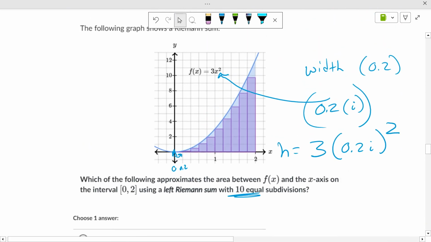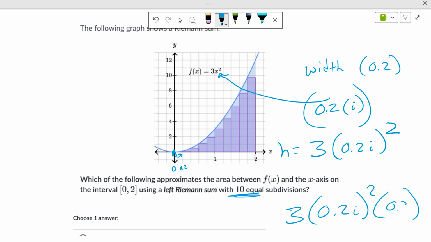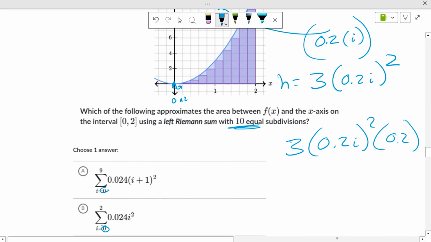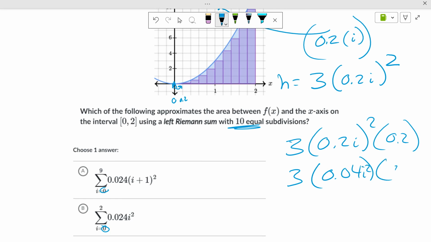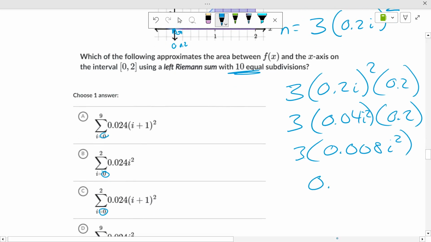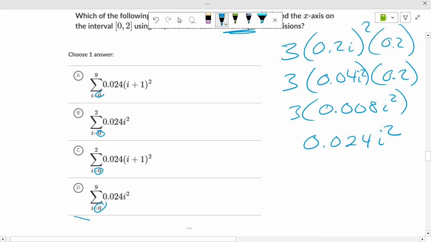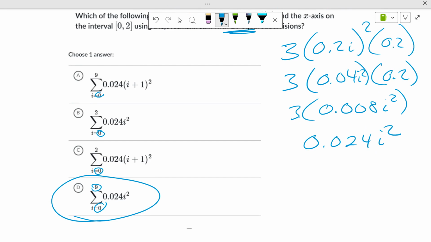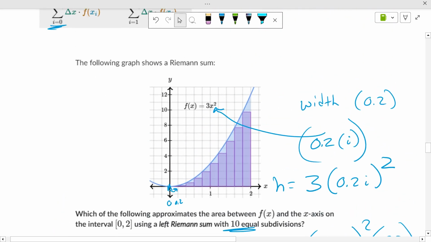And then if I want to take my height times my width, it's 3 times (0.2i) squared, and my width is 0.2. So if you multiply all this out, 0.2 squared is 0.04 i squared times 0.2. If you multiply 0.2 times 0.04, it'll be 0.008 i squared. If you multiply 3 times it, it'll be 0.024 i squared, which is this one. Because if we start at 0 and go to 9, that covers 10 rectangles. And that's how you find the left Riemann sum of this.